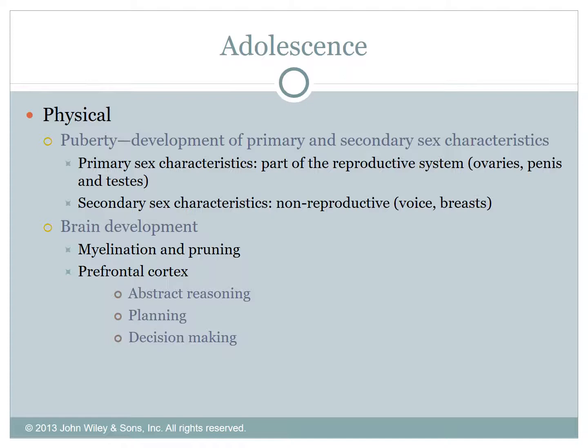Things like when a man's voice drops, when a woman develops breasts, a woman's hips turn, a man develops larger, denser muscles, grows taller. All of these things are the secondary sex characteristics, things like body hair, for instance.